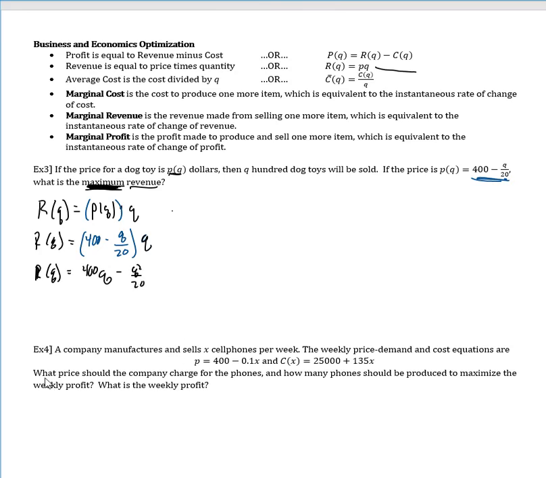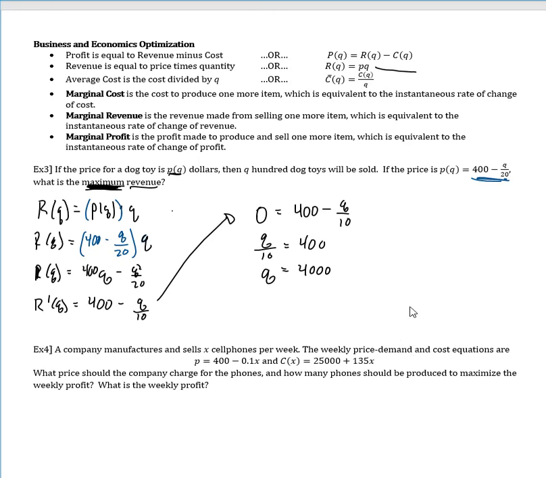Now let's find its derivative. R prime of Q is 400 minus, this would be eventually Q over 10. Now all I want to do is set this equal to 0. So 0 is equal to 400 minus Q over 10. Now we can solve. I'm going to add the Q over 10 over, and we have Q over 10 equals 400. Then I can just multiply by 10 to get the Q. So Q is 4,000.